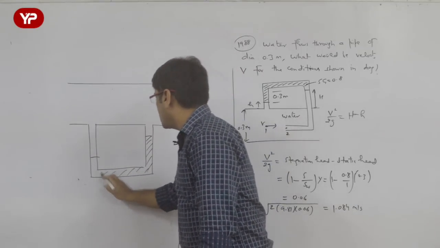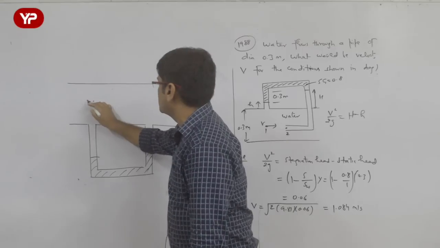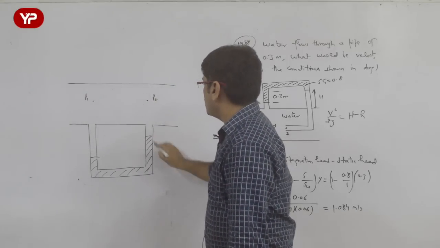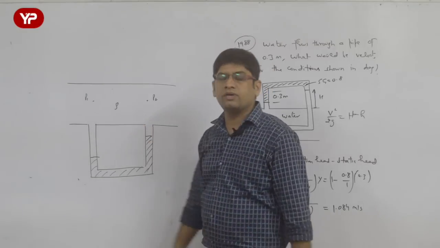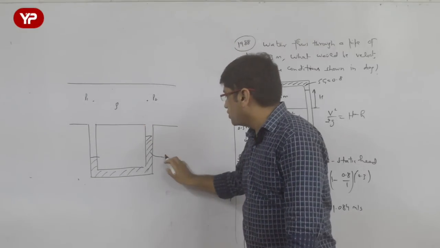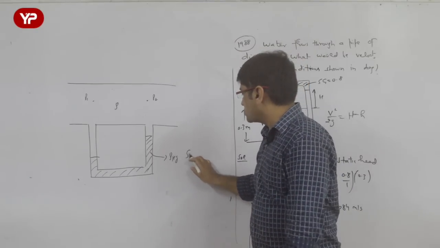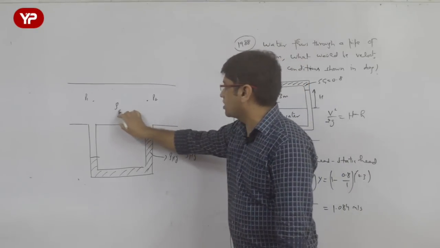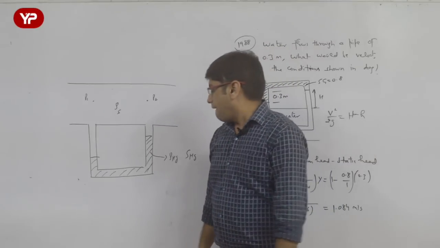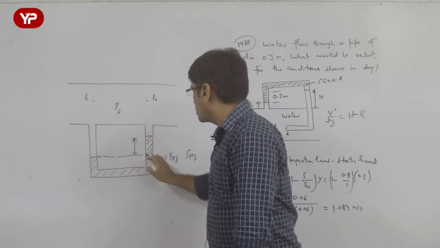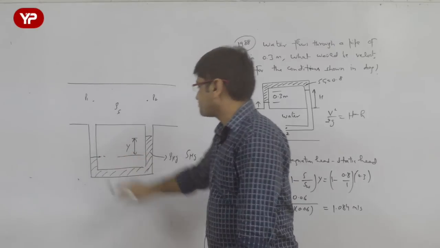But let us say there is a U-tube manometer and let us say this is pressure P1, this side is pressure P2, and this fluid which is flowing in the pipe is of density rho, and this fluid is mercury of density rho Hg or specific gravity S_Hg. Let us say specific gravity of this fluid is S. Now the limb difference between the two, the mercury limb difference, is let us say Y.